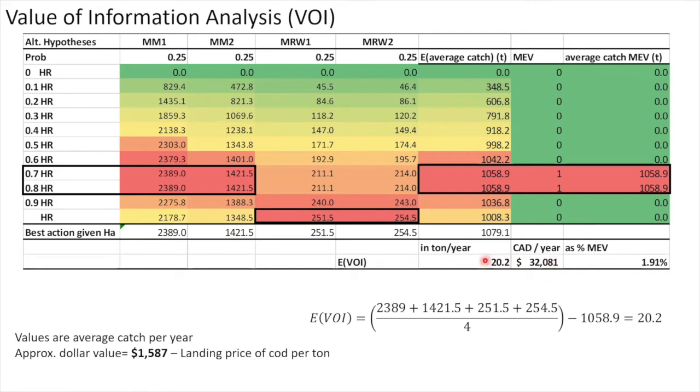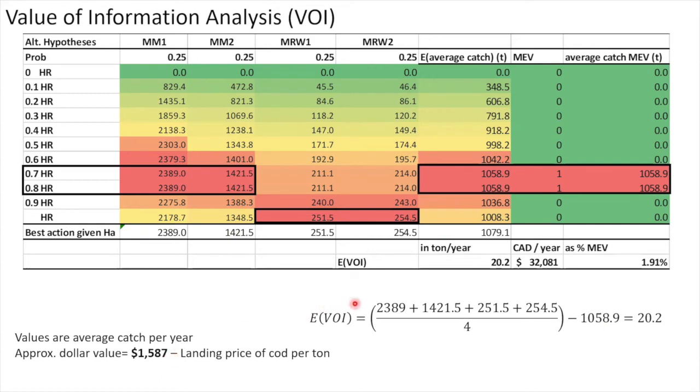This value represents the difference between the expected value of the optimal decision given perfect information about the models and the expected value of the optimal decision given no information about the models. The value of information was calculated assuming a landing price of cod of $1,587 per ton.